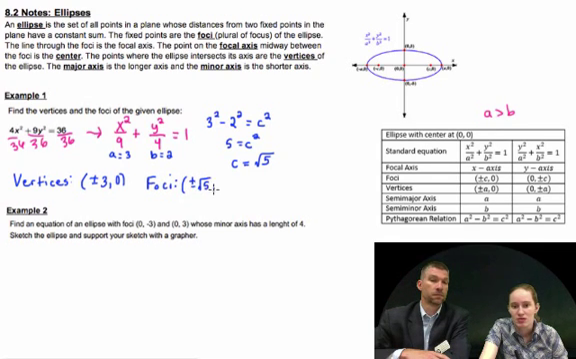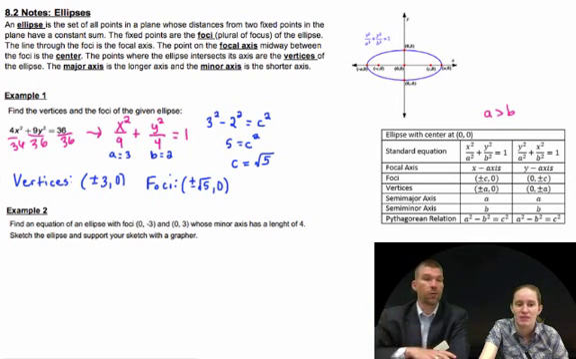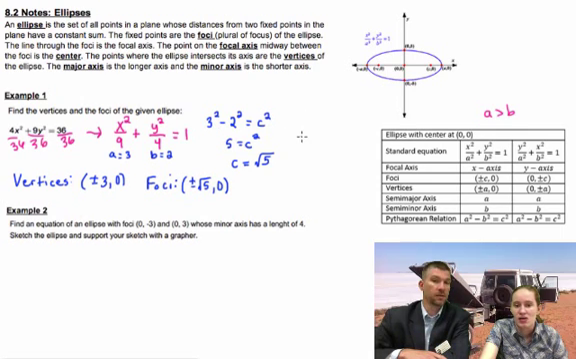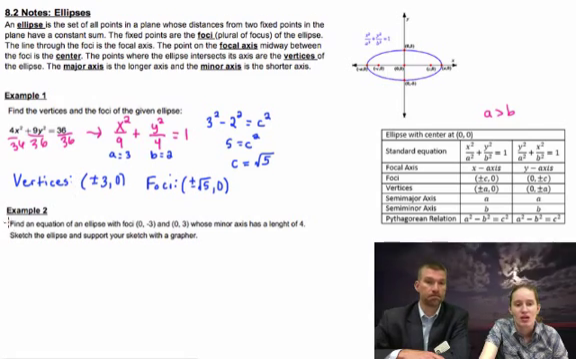Comma 0. And the important thing is that because the bigger number was under x, that's where we put these values, with x. If the bigger number had been with y, then you would have put them with y. Yep. So the center of this ellipse, by the way, is at the origin, 0, 0, because we're not adding or subtracting anything to our x's and y's. Yeah. All right, example 2.